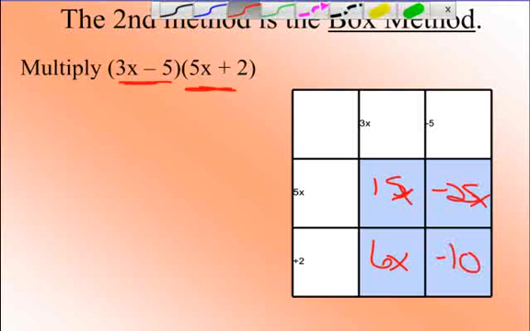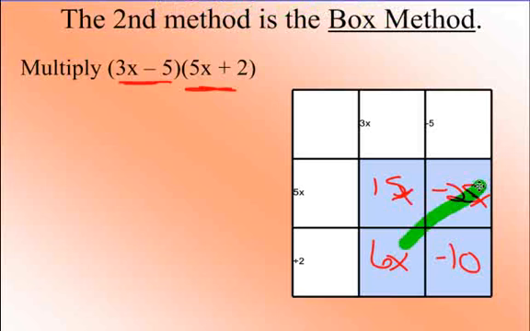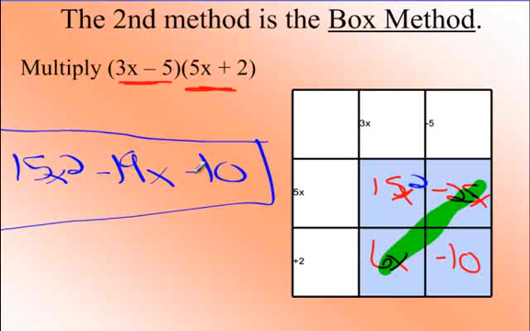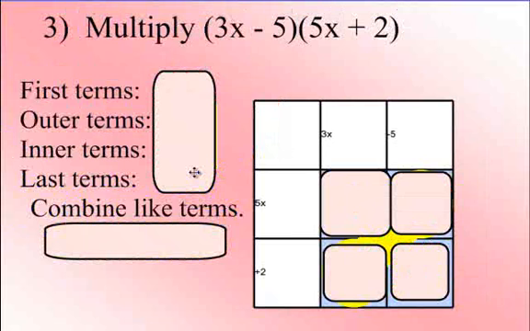And then what happens is diagonally you will see your like terms. So I have 15x squared, almost forgot that, 15x squared. We have negative 25 plus 6 is negative 19x. And then we'll have minus 10 on the end. So it just gives you a different method as far as organization. That's what it's all about. If you have trouble organizing your terms once you're going, then maybe this is a method for you. So again, we can do this either way.